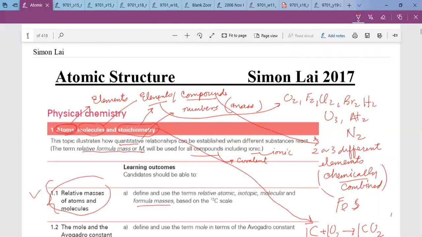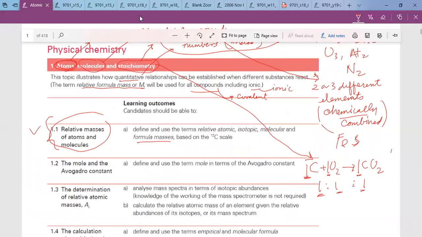Okay, I finished all these things, and now we come to definitions. There's a key thing in the syllabus: candidates should be able to, number one, deal with relative masses of atoms and molecules. Define and use the terms relative atomic mass, relative isotopic mass, relative molecular mass, or relative formula mass based on the carbon-12 scale. I'm going to use this one here to draw the whole picture.